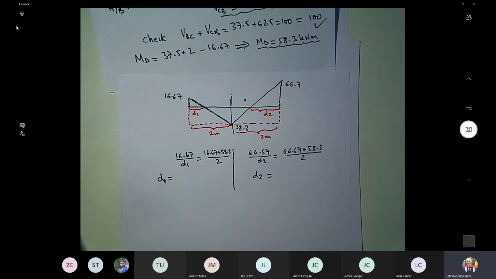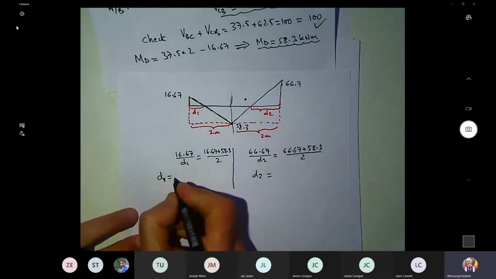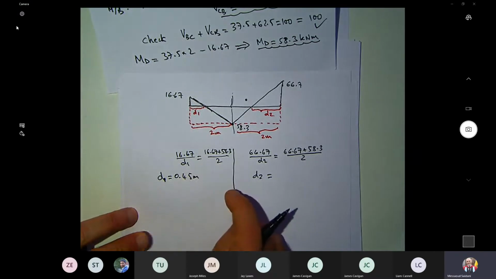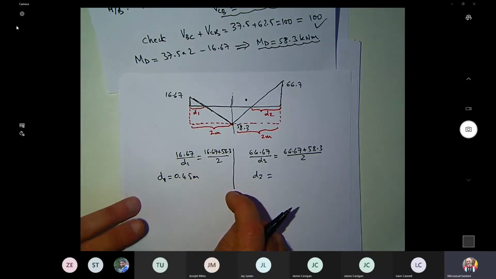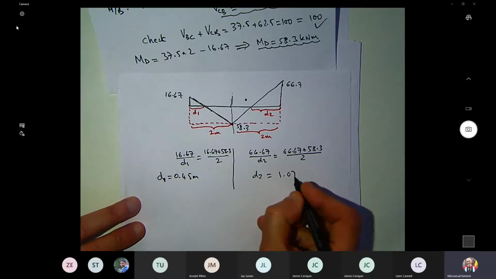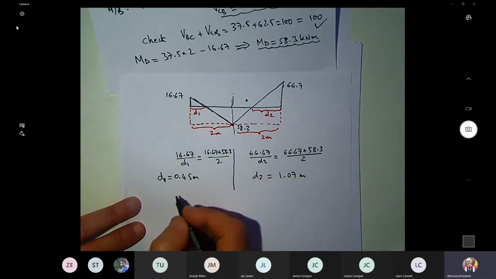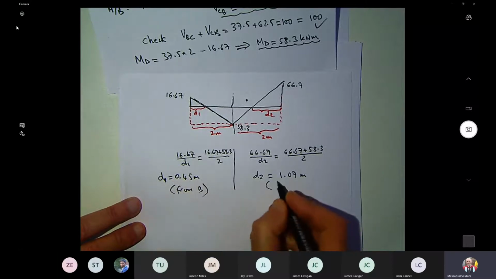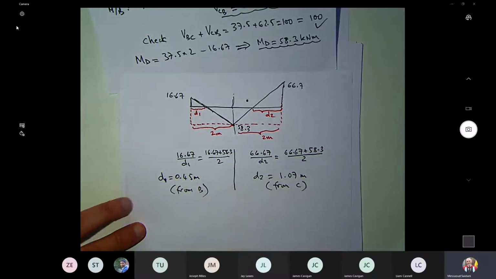Sorry? Yeah, I've got 0.45. Sorry? Yeah. So roughly 0.45 meters. And I think I've got D2, I've got 1.07, if you can check it. Yeah, thank you. 1.07 meters. Both of them, D1 is from B, and this one is from C. Is that okay? Yeah?